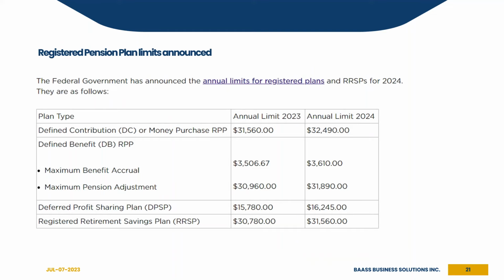Registered pension plan limits have been announced. This was actually posted today. The limits for total contribution for an RPP plan have gone up in 2024 from 31,560 to 32,490. Defined benefit contributions have been increased as well. Profit sharing and registered savings plans have increased from 30,780 to 31,560.